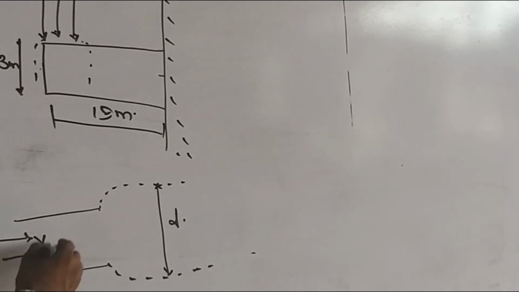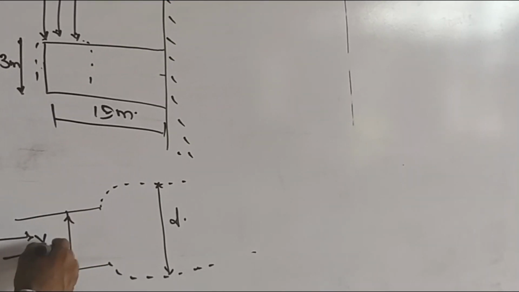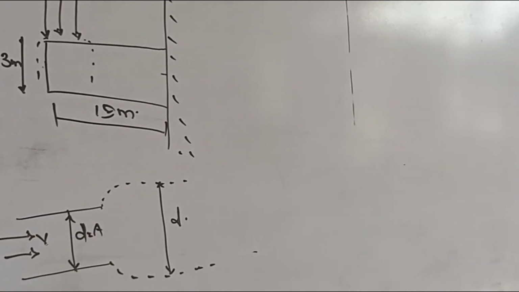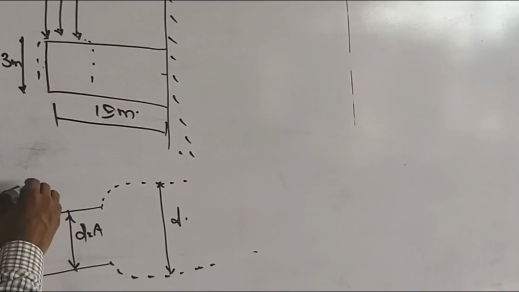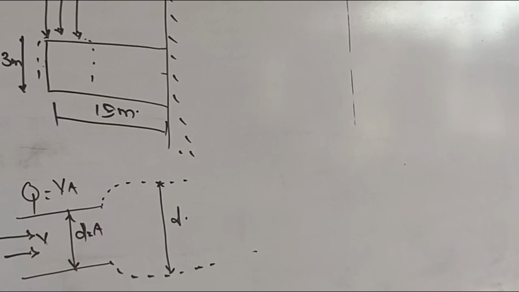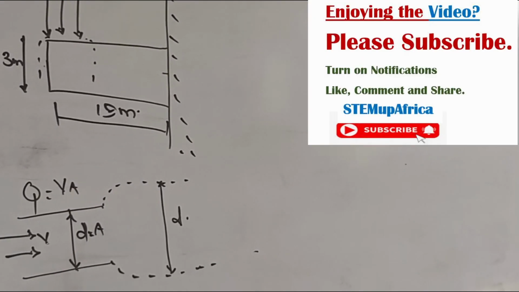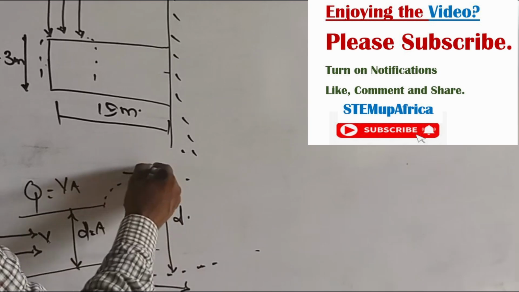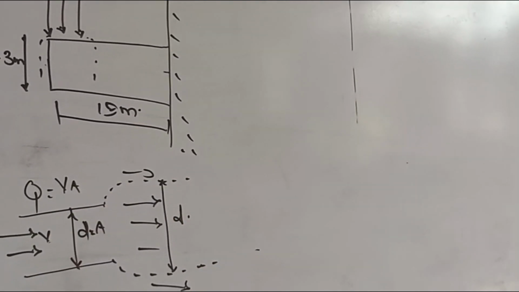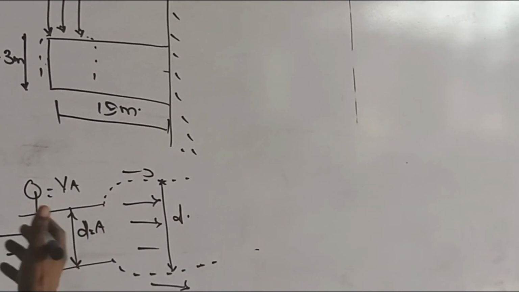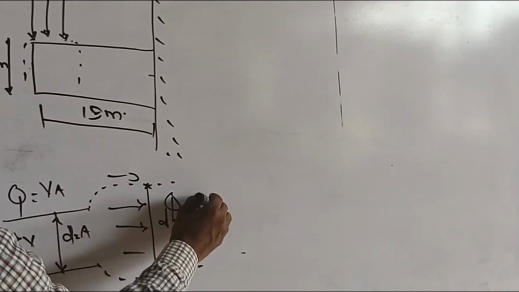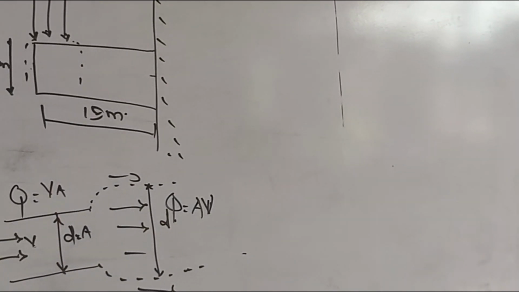So as water flows through this region, that is A, it will have a diameter D, which will produce an area. The flow rate here will be VA, which is velocity times area. While on this other side, water is flowing, it will produce a bigger section, which means a bigger diameter. So the flow rate here will also be A and V, which is of higher value.